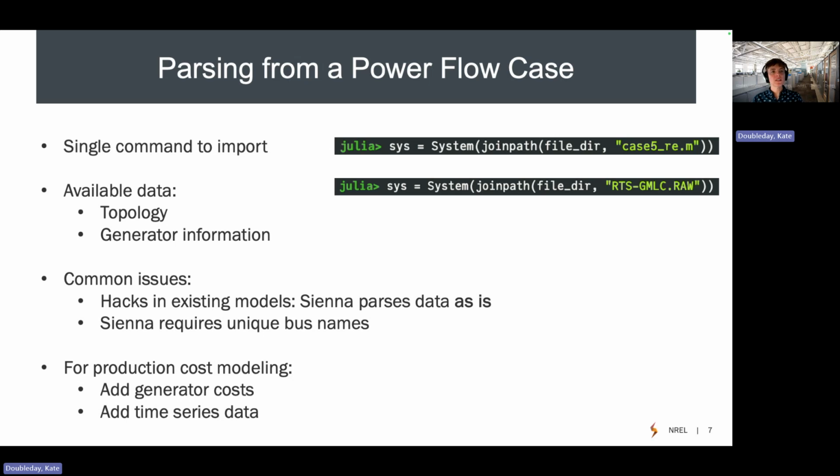The first one was parsing data from a power flow case. So this is from either a .m or .raw file. It's a single command to run this parser. This will import topology and generator information, but there are a couple issues to be aware of. The first is that folks do a lot of hacks in PSSE. Sienna will not understand or anticipate any hacks in PSSE models. It will parse data as is.